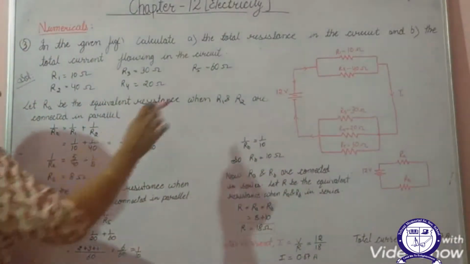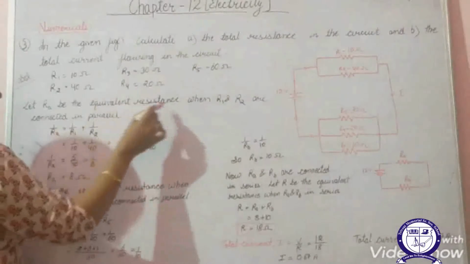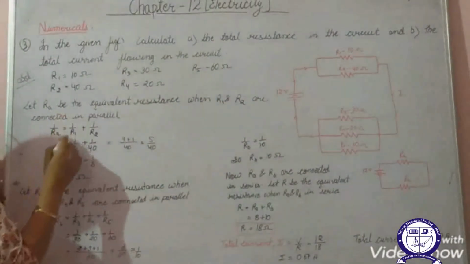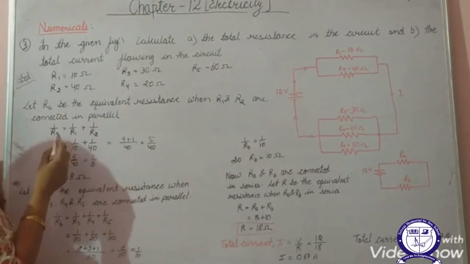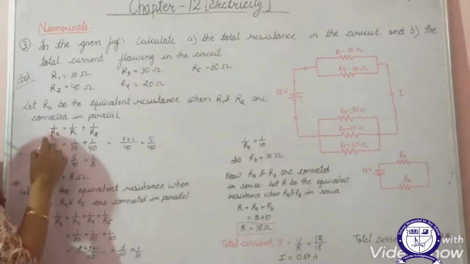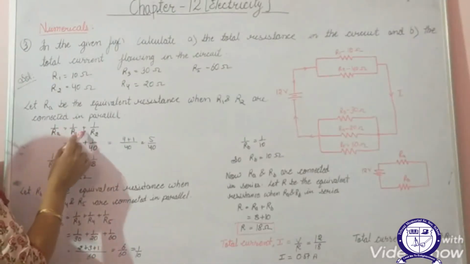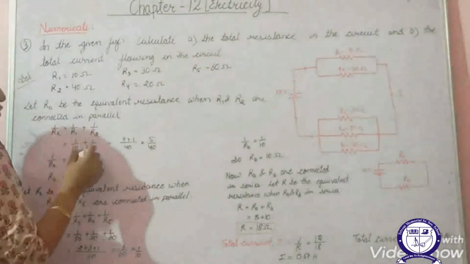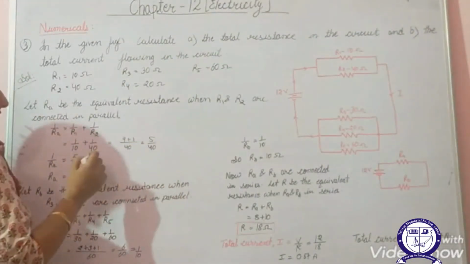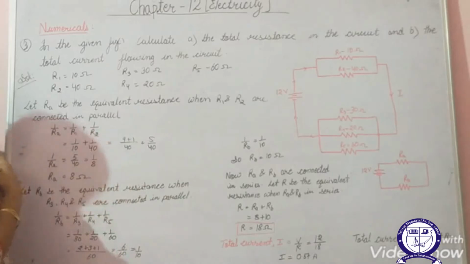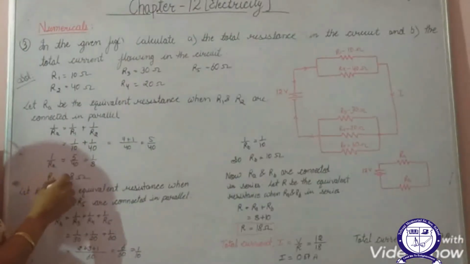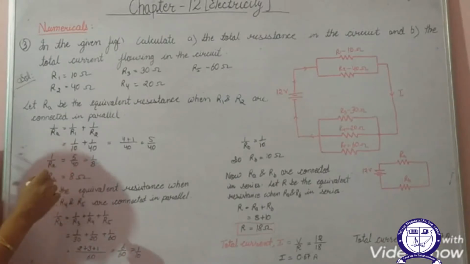So let us assume that RA is the equivalent resistance when R1 and R2 are connected in parallel. We know the formula to calculate the equivalent resistance in case of a parallel combination. So 1 by RA is equal to 1 by R1 plus 1 by R2. R1 is 10 ohm, R2 is 40 ohm. On solving it, we'll get it to be 1 by 8. Now this 1 by 8 is the value of 1 by RA. So RA will be equal to 8 ohm.